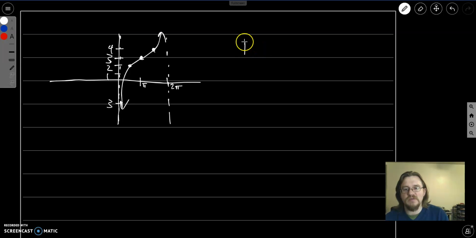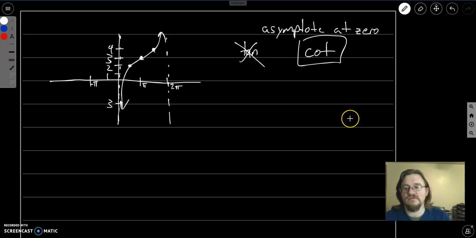I may have just spoiled it, but we have to decide whether this is a tangent function or a cotangent function. And we can see that we have an asymptote at 0. So this is not a tangent function, but it is a cotangent function. Next up, we can look at the period of our function. The length of this period starts from 0 and goes all the way to 2 pi. So that's going to be 2 pi long.